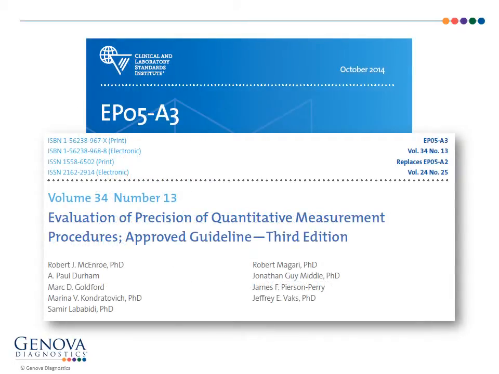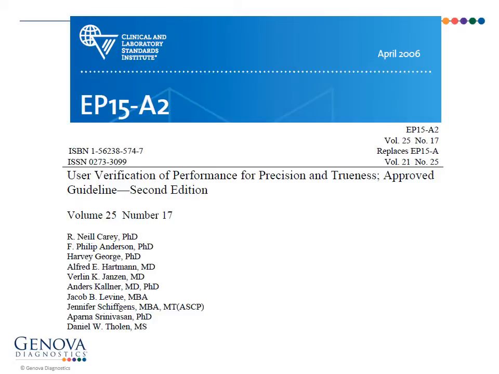There are two CLSI documents that reference precision. One of them is the evaluation of precision of quantitative measurement procedures. And the second is user verification of performance for precision and trueness. So CLSI is the Clinical Laboratory Standards Institute, and they have many, many papers on how to do just about anything in the laboratory. And they're recognized by all different regulatory bodies. So basically, if you're following their guidelines, you're going to be able to pass your inspections.